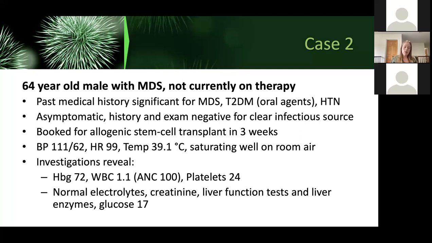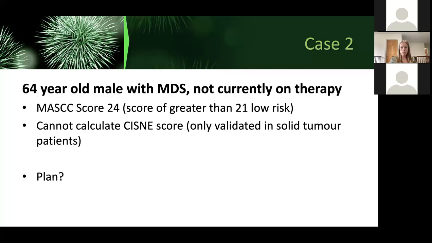And then he was found to have a severe neutropenia with an ANC count of 100 and a pancytopenia otherwise, very much in keeping with his baseline counts for his MDS. This is a gentleman who is almost at all times neutropenic to a certain extent in the community. His other blood work was actually quite unremarkable, except for his glucose being elevated at 17.